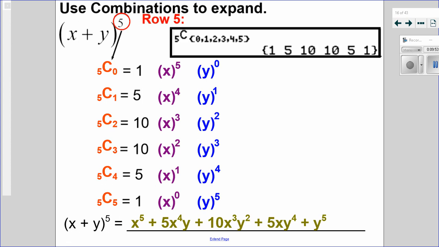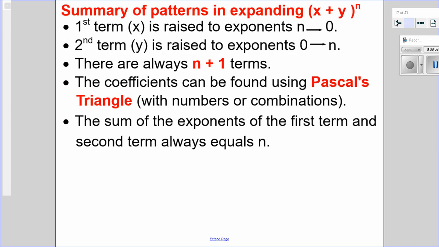So you can see this is the binomial theorem with patterns. So to summarize here, your first term, which all we've done is x, but it's not always going to be x, you raise your exponents from the power outside, n, all the way down to 0. The second term, which we've done is y, but it doesn't have to be y, the exponents start at 0 and increase to n. There's always going to be one more than the exponent number of terms. You can find the coefficients using Pascal's triangle with numbers or with combinations. A good check to see if you're expanding it right is to check that the sum of the exponents equals the exponent on the outside.